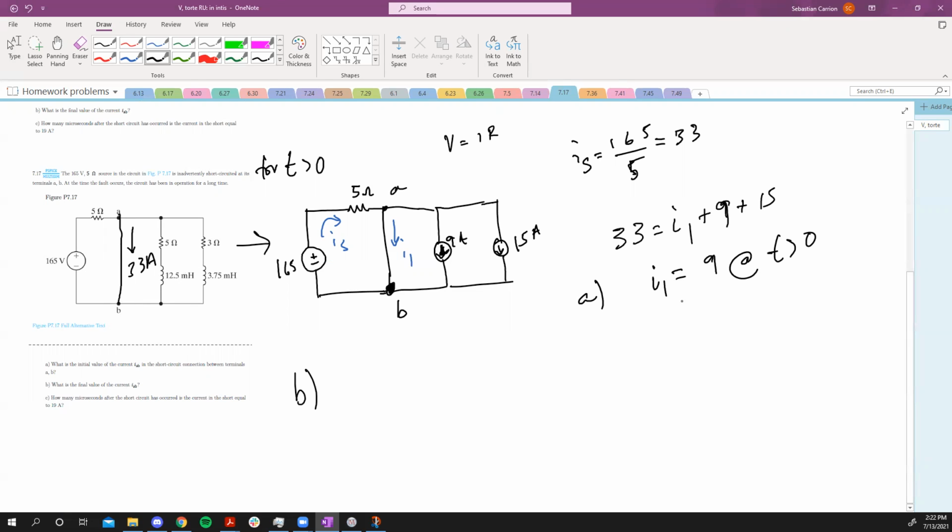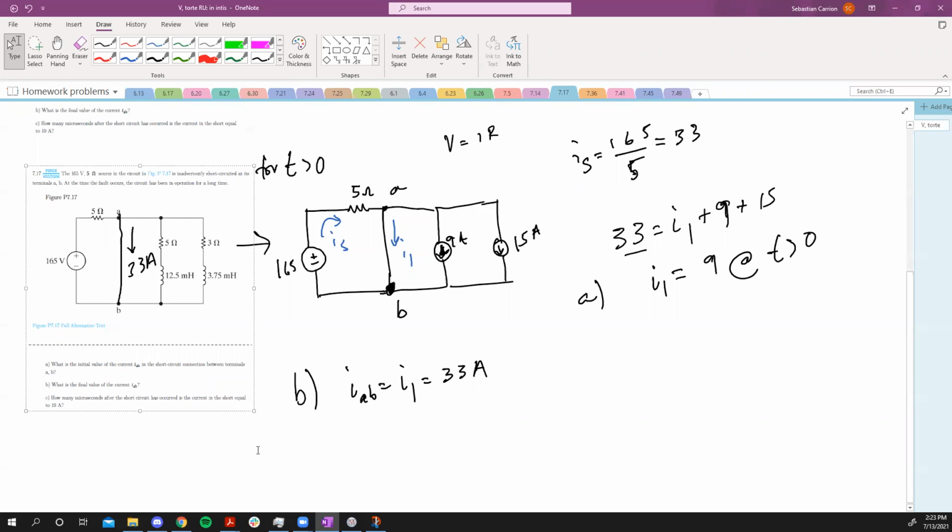Essentially, current is going to follow the path of least resistance. The energy stored inside the inductors is going to be depleted. And yeah, I think that answers the question. So IAB equals I1, which is going to be 33 amps.